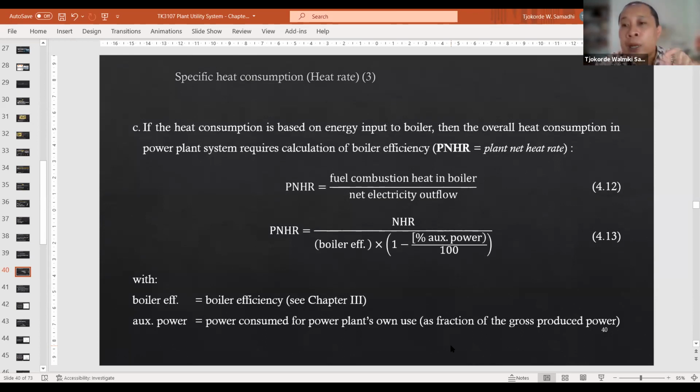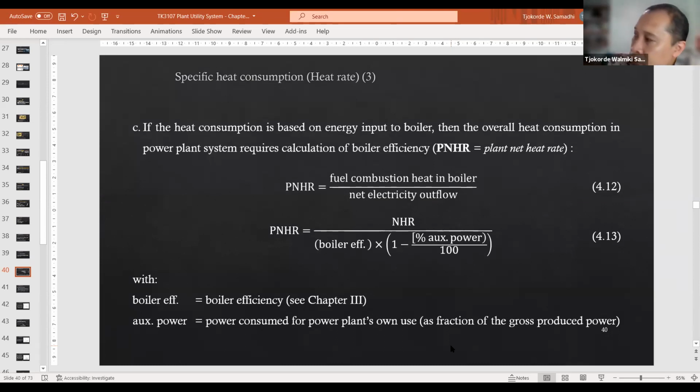And where does that power go? It depends on the application of the power plant. If the power plant is designed to produce electricity per se, then it goes to the grid network, dijual ke PLN. But if this power plant is built to serve a chemical processing plant, then that net electricity production will go to the process plant. I'm giving you one example, the one that I remember.